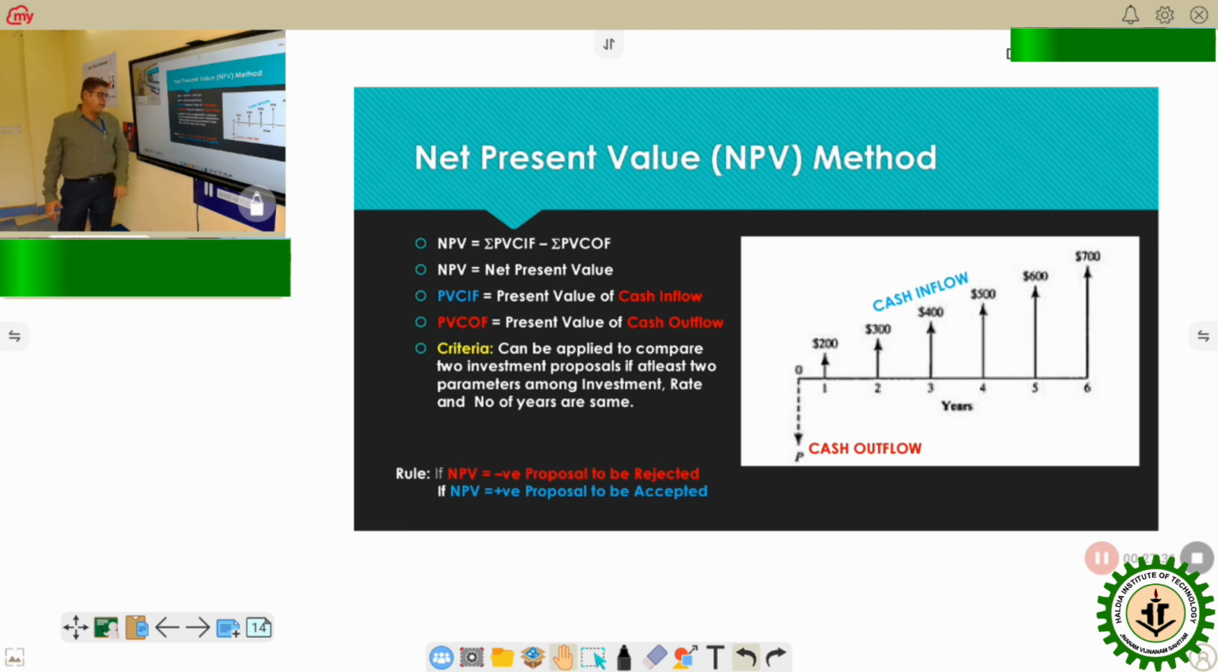But if NPV is positive, the proposal can be accepted. That means in that case, the summation of cash inflows is greater than the summation of cash outflows. So in that case, you can expect a profit, or you can also recover the cost of investment. In addition, you can expect some profit.